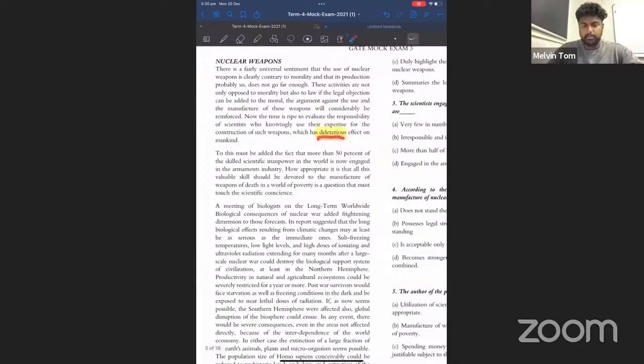So deleterious, I'm assuming it means bad, from the context of the sentence. If you were to do a reading comprehension and you have no idea what deleterious means, let's use a little bit of common sense. What does delete mean? Destroy, get rid of. Something related to destroying or deleting something.